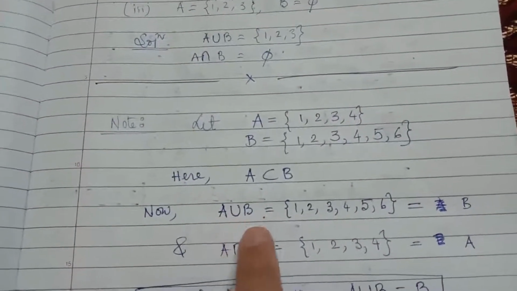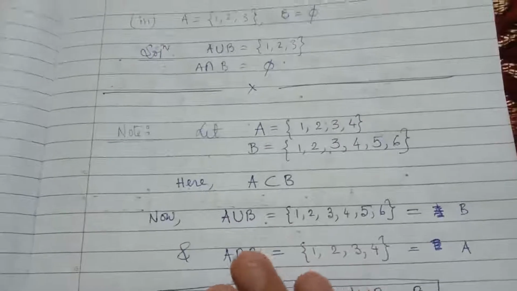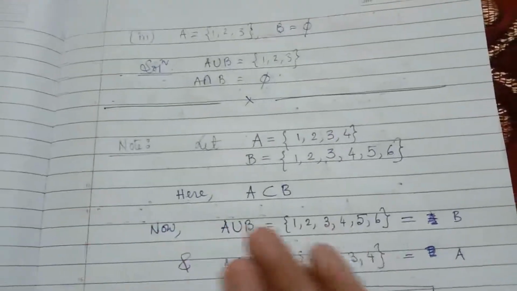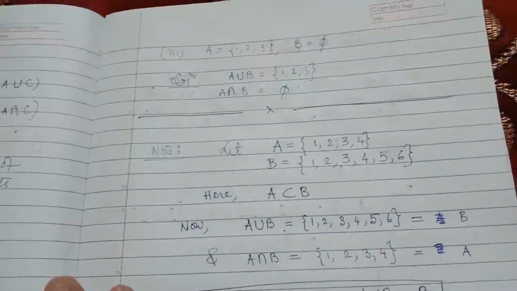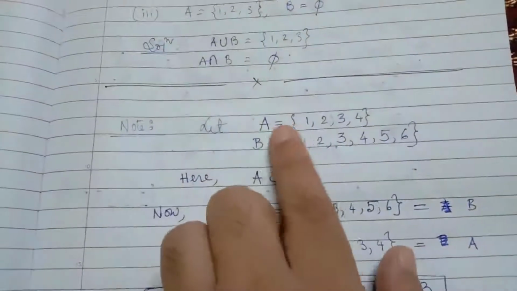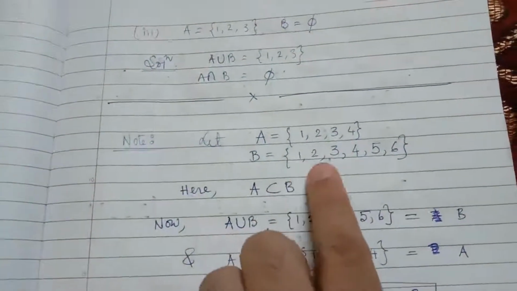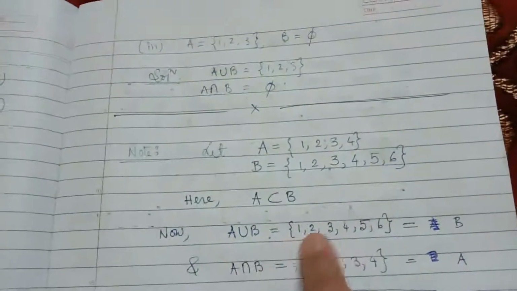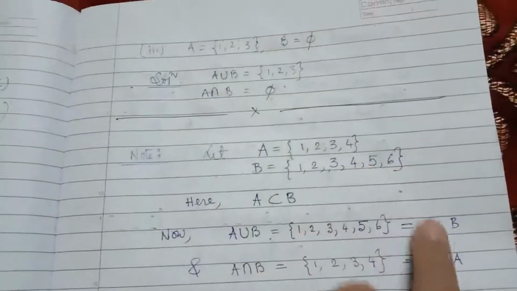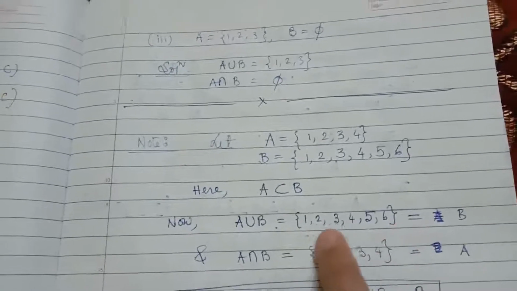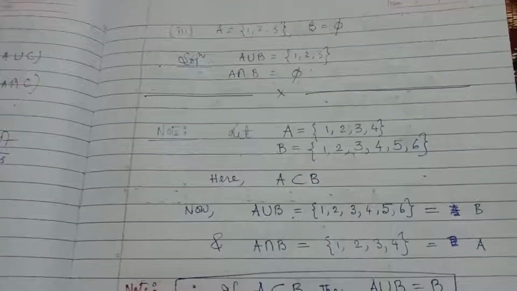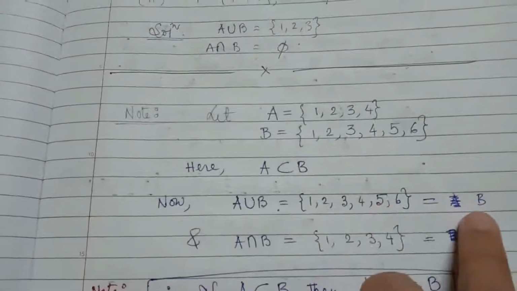A union B means all the elements of A and all the elements of B. The common elements we have to write once. So A is 1, 2, 3, 4 and B is 1, 2, 3, 4, 5, 6. A union B will be 1, 2, 3, 4. These are common, I have written 1, 2, 3, 4. Then the additional elements of B, 5, 6. So 1, 2, 3, 4, 5, 6, which is equal to B.